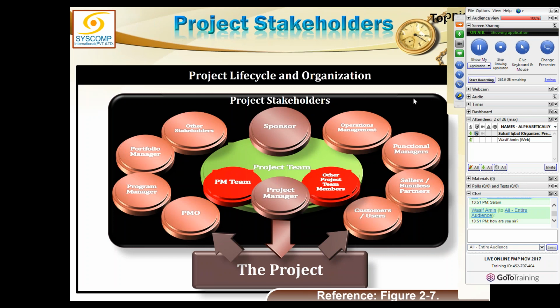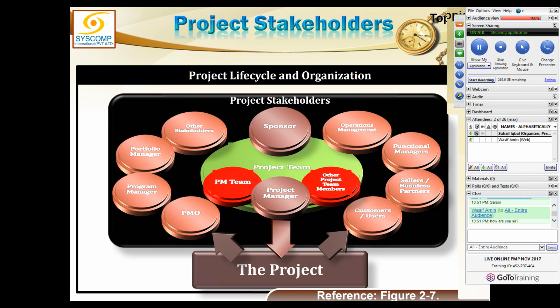We were talking about the project stakeholders, and I explained that stakeholders could be divided into three different categories. One are those stakeholders who are within the organization and within the project. That means the biggest stakeholder within the project is the project manager himself, and naturally his project management team and other team members.